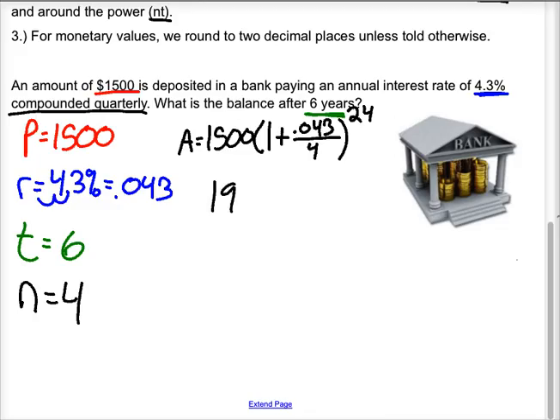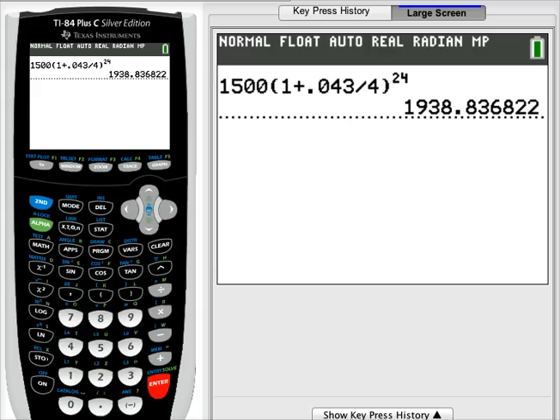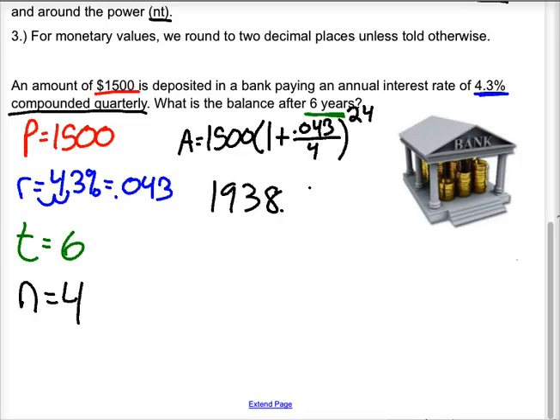So 1,938 and 84 cents. That's going to be the money you would have after 6 years. And again, the neat thing is you can type the whole thing in all at once.